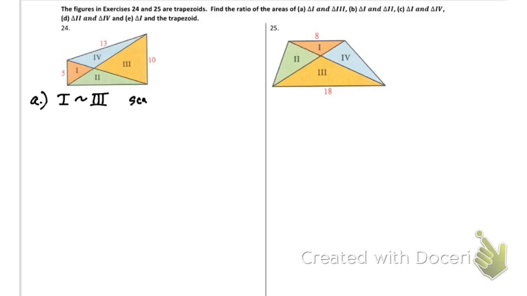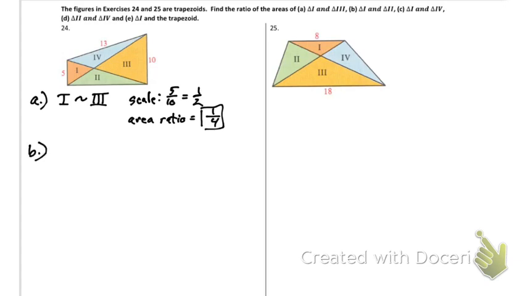So that means we're going to have a scale factor. What's the scale factor from 1 to 3 in this case? Yeah, 1/2. It'd be 5 over 10, which would equal 1/2. That means our area ratio for this one would be 1 over 4. That is your answer for A.